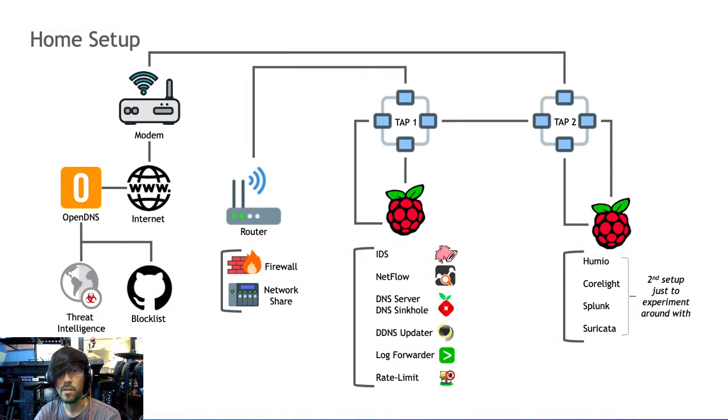Let me start off by sharing my home network setup. My intention was to have visibility on my home's network traffic, so I ordered myself a LAN tap and a Raspberry Pi, or Raspi for short, which I then loaded with free tools for IDS, NetFlow, DNS Sinkhole, a log forwarder, and a rate limiter. That gave me sufficient visibility on what I was interested to see, which are primarily the flows, malicious traffic detection, as well as a means to block that detected traffic.